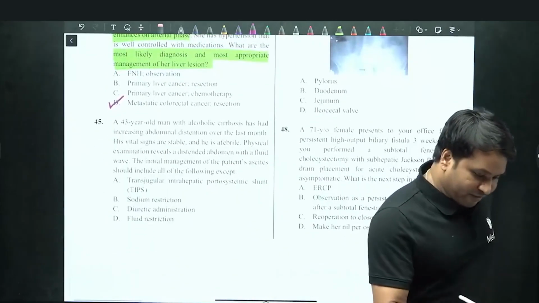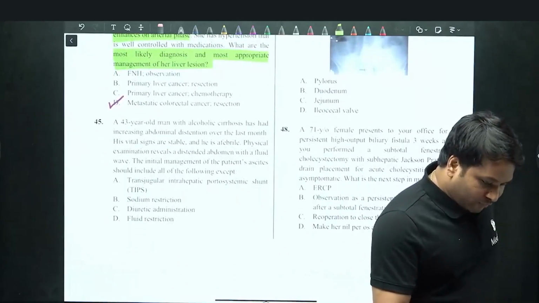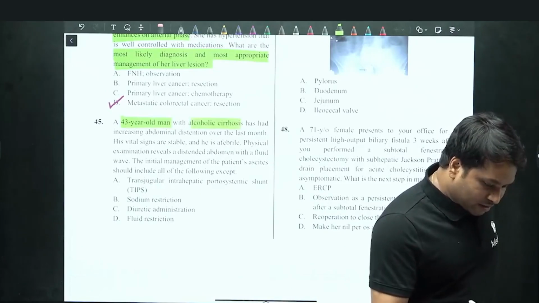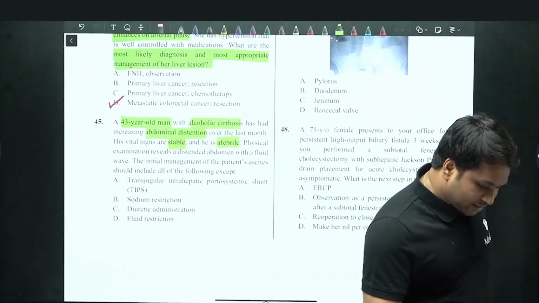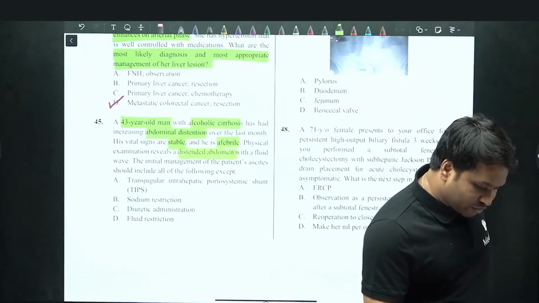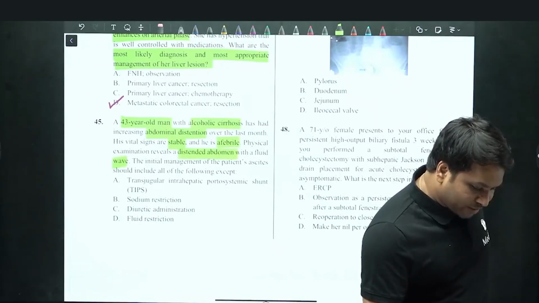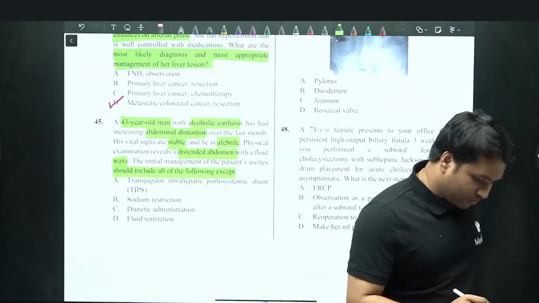Question number 45. A 40-year-old man, alcoholic cirrhosis, increased abdominal distension in the last 1 month, vitals stable, afebrile. Physical examination reveals abdominal distension with a fluid wave. The initial management of the patient's ascites should include all of the following except.